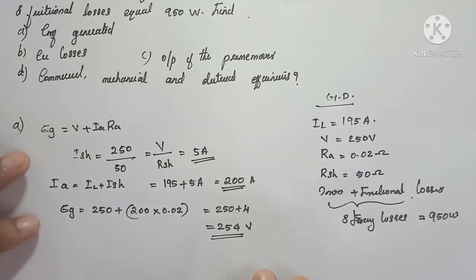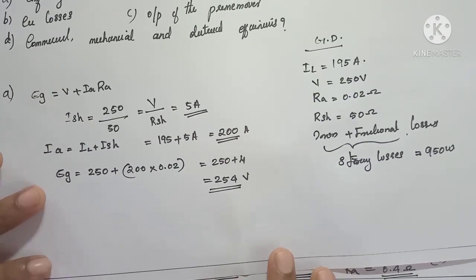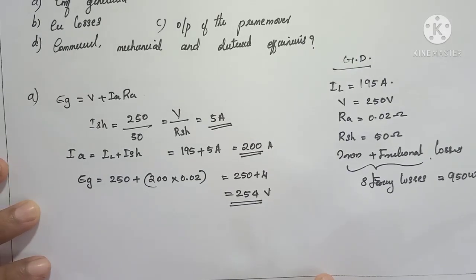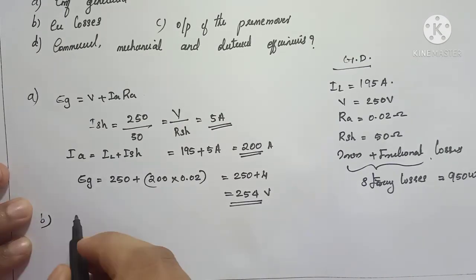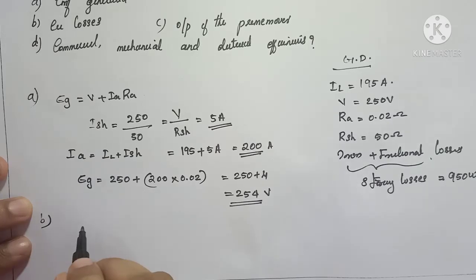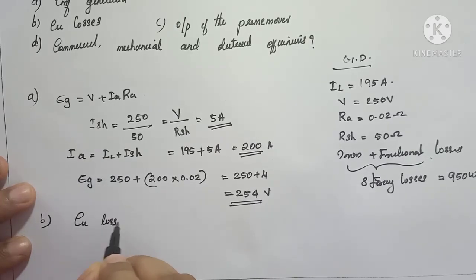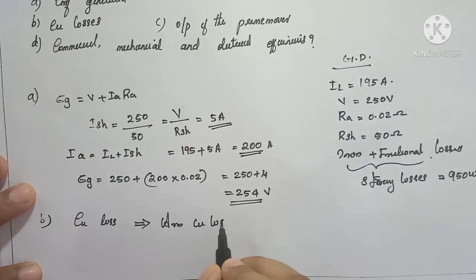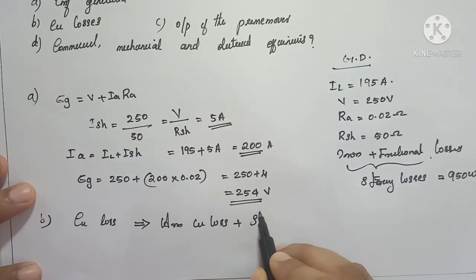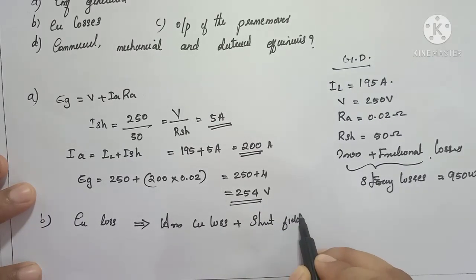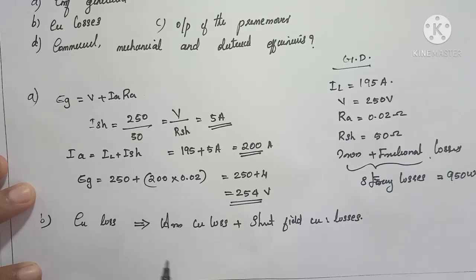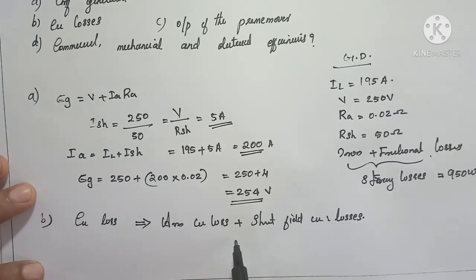Then we can go to the next question, that is we need to find out the copper losses. In this case, copper losses include both armature copper loss and shunt field copper loss. Second question: we need copper loss. Copper loss includes armature copper loss plus shunt field copper losses.